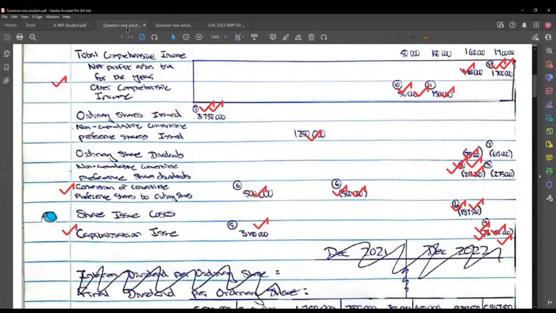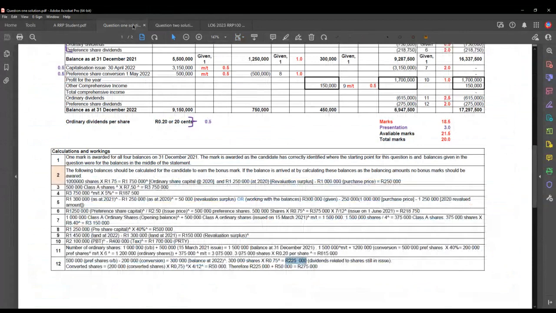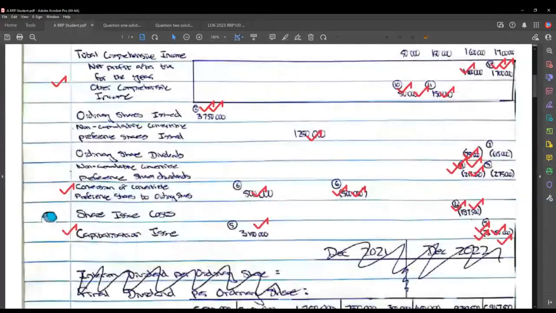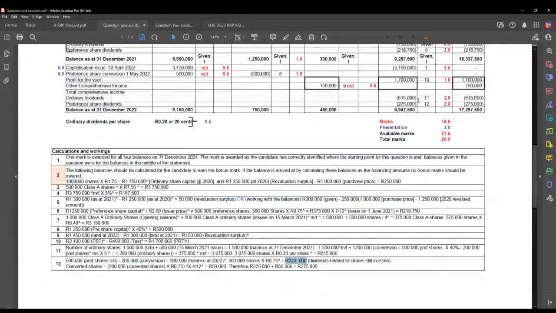So this student has actually done the correct and got the correct answer. So what we'll do now is we'll give him or her 4 ticks. Now the last one, which is the dividends for ordinary shares, that one is a lot trickier. So what we needed to do there is we needed to identify what was the cost, right, or what was the amount of the shares just before we started doing all these strange things in 2022.